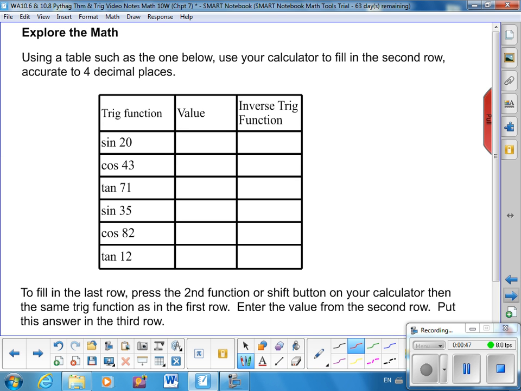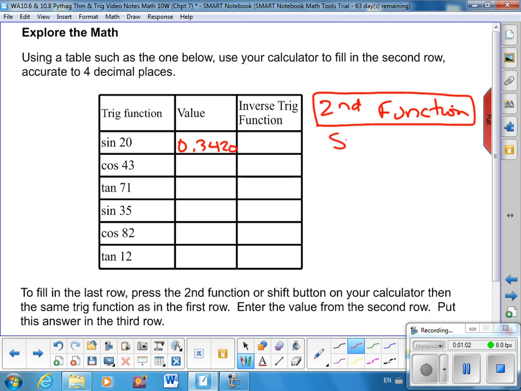The sine of 20, if you put it in your calculator, will give you the ratio of 0.3420. Now I want you to locate the second function button on your calculator, and you're going to press second function of sine. That will make it do the sine to the -1, and it will give you the inverse. So push second function sine, 0.3420. What you'll get for an answer is 20.